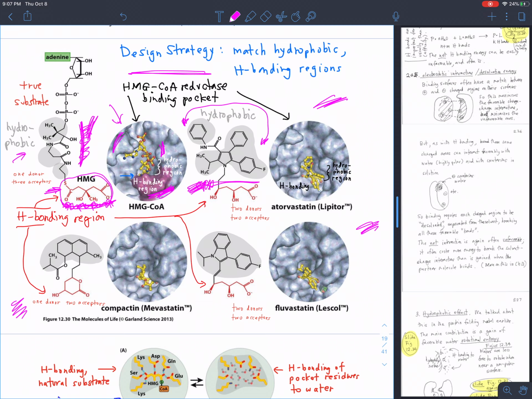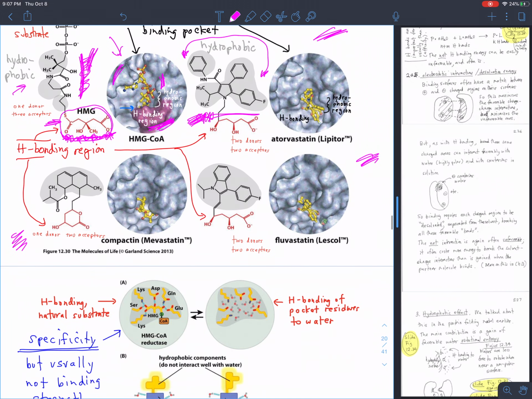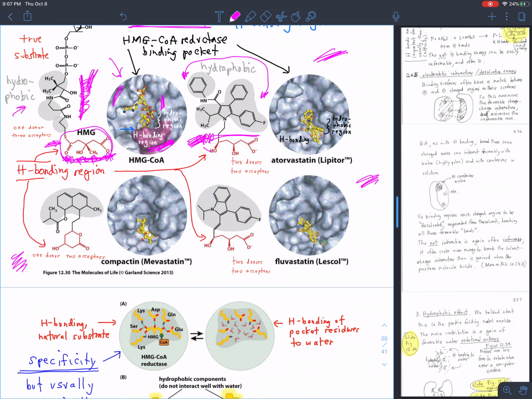The drugs are already bad enough to put in your body. You don't want them binding everywhere. You want them binding just to the one target, not to everything on Earth. So you want some specificity. That's what this part does for you. But you also want strong binding. That's what the hydrophobic part does for you.